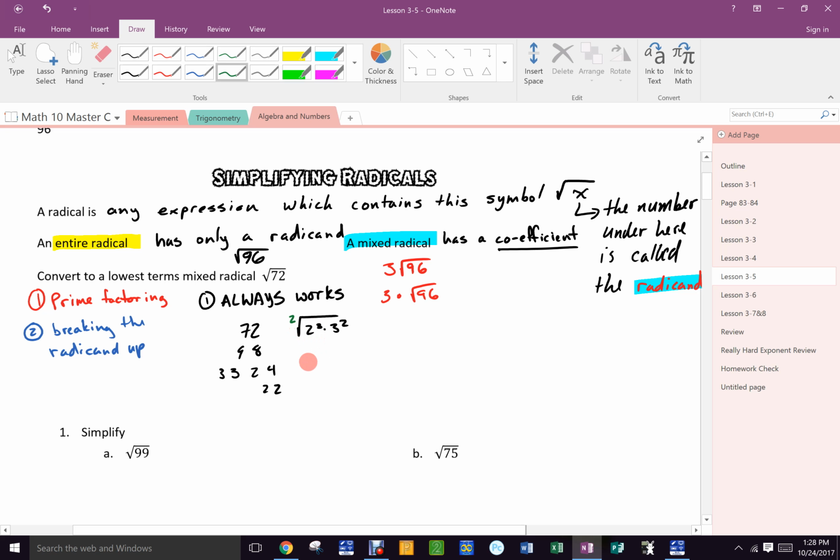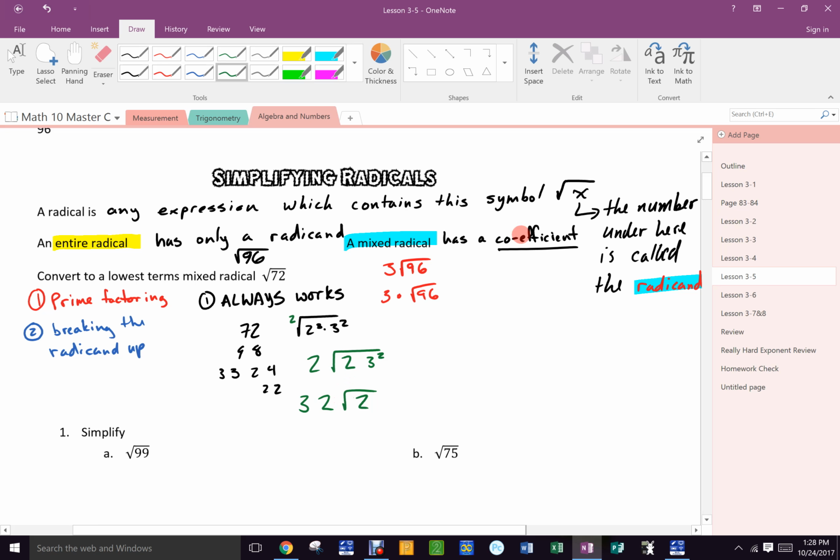Excellent. So I'm going to bring 2 of them out from under there. What did I leave under there? A single 2 and 3 squared, yes? Is there a group of 3s I can get out? How many? 2. I can get out 1 group of 2, right, Jake? So I have a 3 out here, a 2 out here, and what did I leave under there? 2. A single 2.